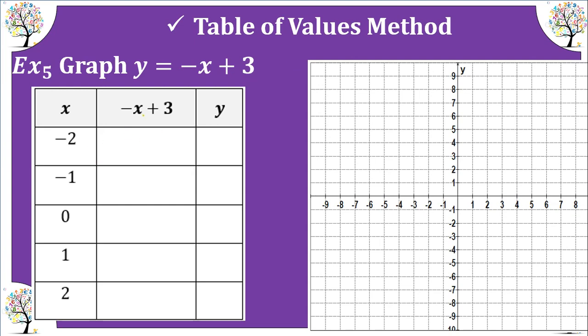So I'm going to plug in -2 for x, and I'm going to be very careful. So I have my negative from my function, and then I'm going to plug in -2. So a negative times a negative is positive. So I have 2 plus 3 gives me 5. Then I'm going to plug in -1. This gives me +1 plus 3 gives me 4. I'm going to plug in 0. I'm going to plug in 1. And I'm going to plug in 2.